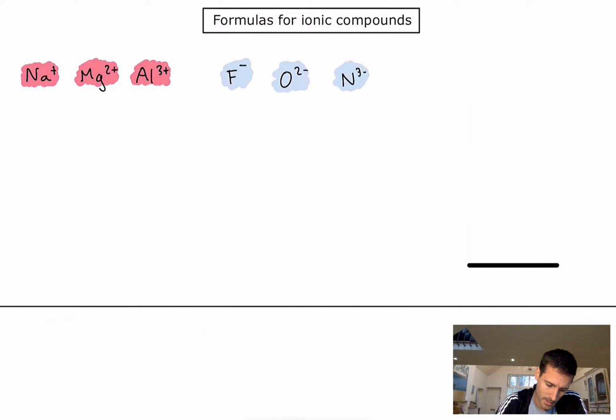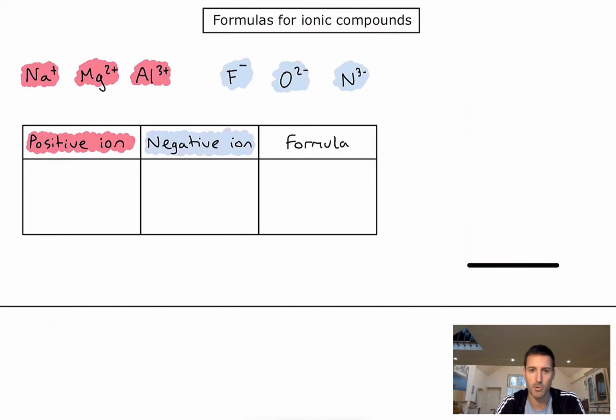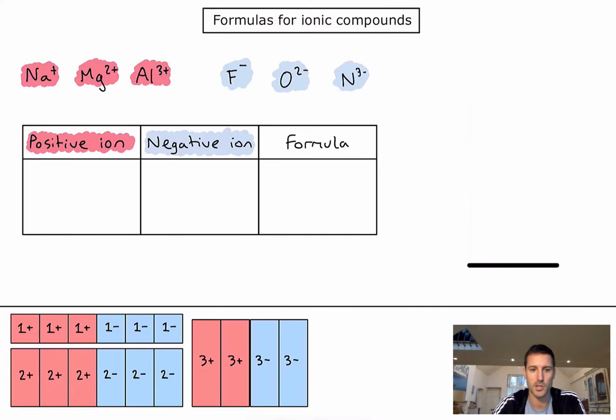To do so, let's introduce a little table here to keep things nice and clear. And what I'm going to include at the bottom are some little blocks which are going to represent the charges on my ions. So to start with, let's take a nice simple one. Let's take the sodium ion and the fluoride ion. Sodium ion has one positive charge, fluoride ion has one negative charge.